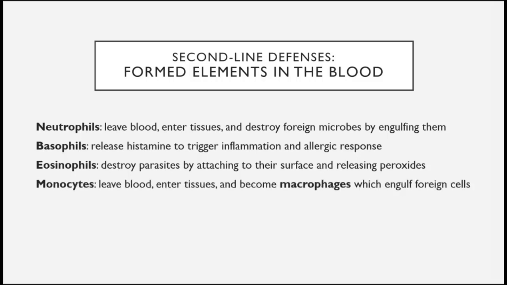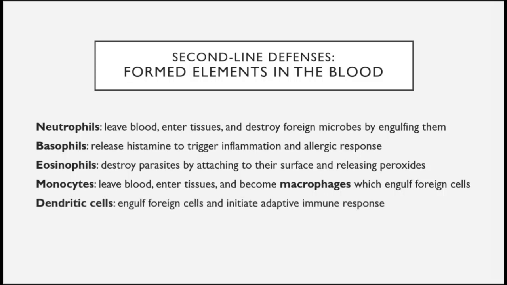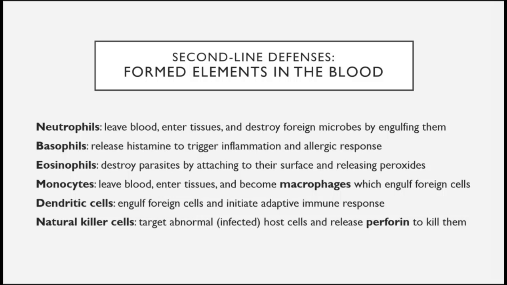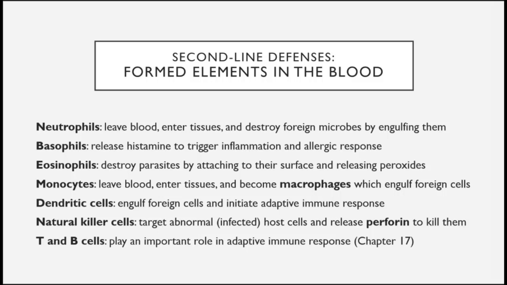Monocytes can leave the blood, enter tissues, and become what we call macrophages, which can engulf foreign cells. Dendritic cells resemble nerve cells in that they have long extensions. They can engulf foreign cells and begin to initiate adaptive immune responses. Natural killer cells target abnormal or infected host cells and release perforin, killing them. T cells and B cells play a crucial role in adaptive immune responses, which we'll discuss in the next chapter.